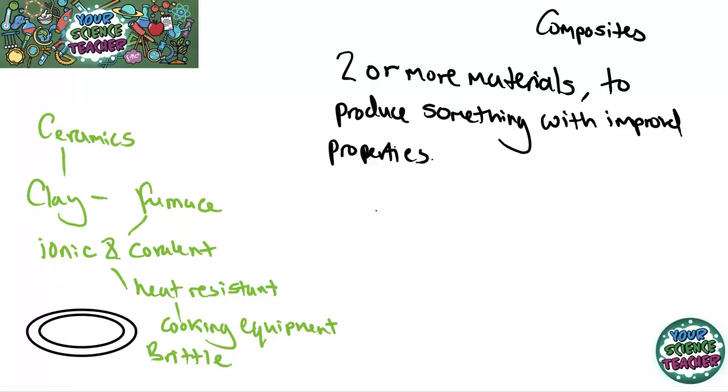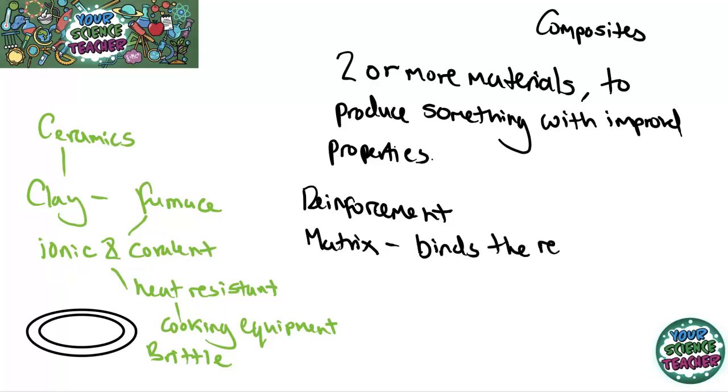And composites are usually comprised of two materials, one being the reinforcement and the other being the matrix, which binds the reinforcement together. Now, this is easier to understand if you have an example. And a good example is reinforced concrete.